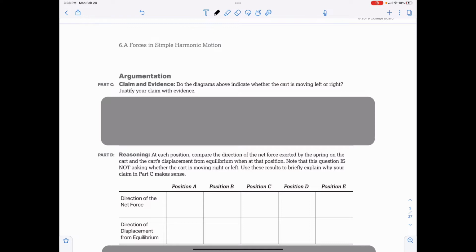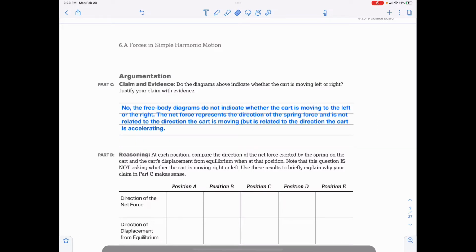Part C, argumentation, claim and evidence. Do the diagrams above indicate whether the cart is moving left or right? Justify your claim with evidence. Free body diagrams don't indicate motion. They do not indicate which way something is moving. So no, the short answer is no. The free body diagrams do not tell whether or not the cart is going to the left or right. They represent the direction of the spring force, and that's not related to the direction the cart is moving.